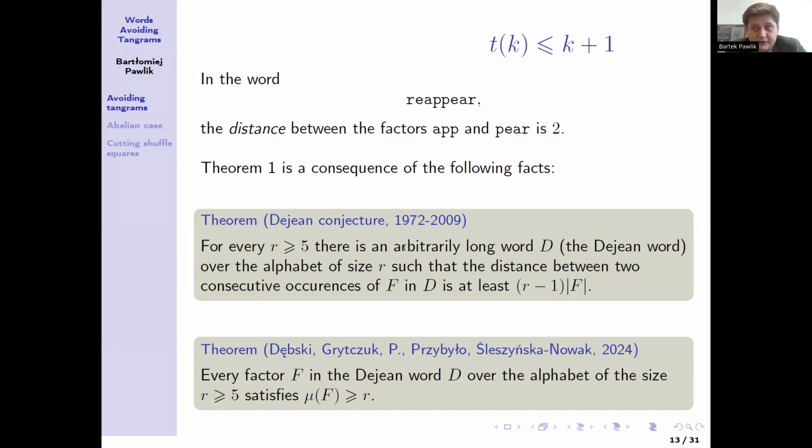So, and this is basically it. We know that the arbitrarily long word exists, and we can show that the cutting number of every factor of this word is at least r. So that is sufficient to get this linear bound.